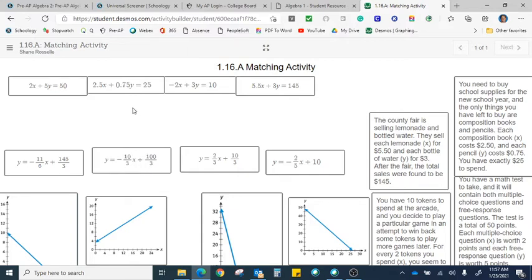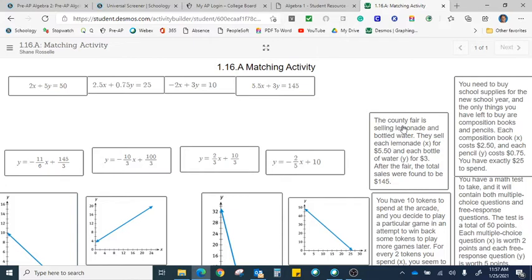But let's go in here, and it says 1.16 matching activity, and so all of our standard form equations are right here. So we have to basically just look and just read through the paragraphs here in the word problems. And these equations right here are just going to summarize those word problems for us in an equation so that we can set it up correctly.